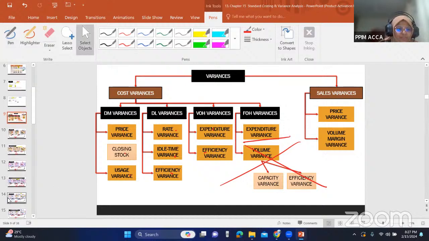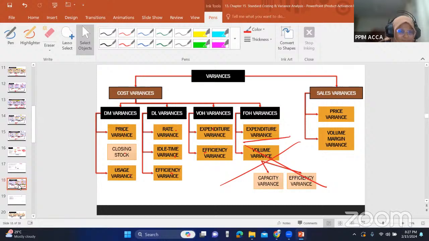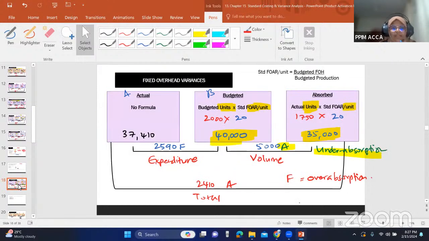If you look at the volume variance, expenditure was actual and budgeted data. Volume was budgeted and absorbed data. Where do we have absorption in marginal costing? We don't have. Absorption is entirely a concept that is to do with absorption costing. So in marginal costing, because we don't absorb the fixed overhead into the cost unit, we just forget about the volume variance. There's no way to calculate it. That's easy. Okay.